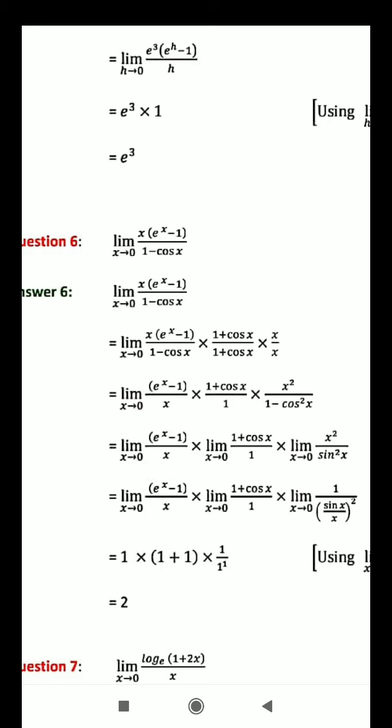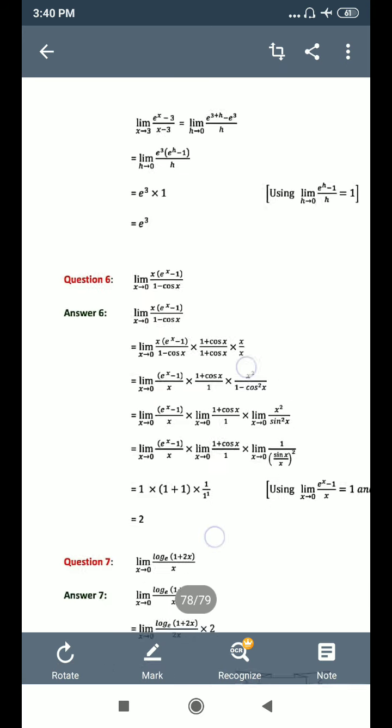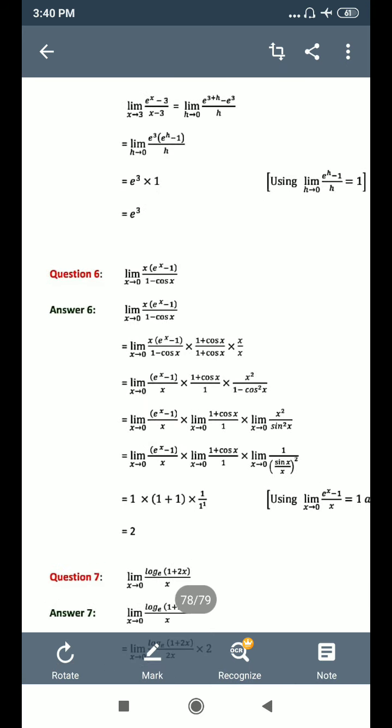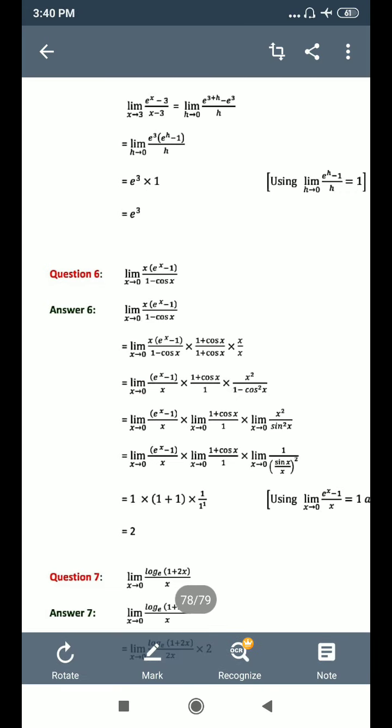The first one is e raised to power x minus 1 upon x. Second one, it is limit x tends to 0, 1 plus cos x upon 1. And third one, it is x square upon sin square x. You see this is 1. In this you put x equal to 0, it will become 1 plus cos 0, that is 2. And this is 1 upon sin x upon x whole square. I can change this to the denominator. It is sin x upon x whole square. And sin x upon x whole square will be again 1 because limit x tends to 0, sin x upon x is 1. That I can show. How it is 1, you see.